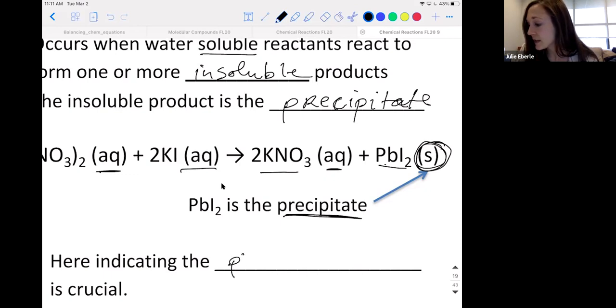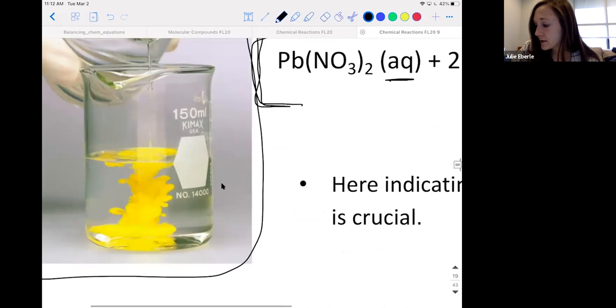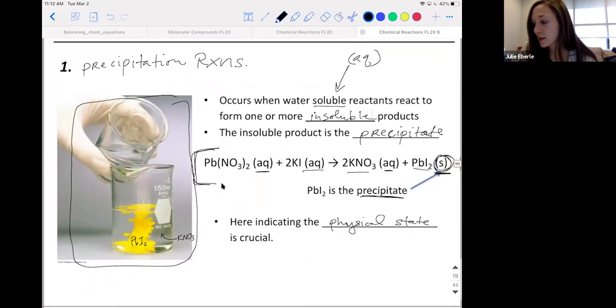So indicating the physical state on precipitation reactions is crucial. In fact, if you had all the abbreviations listed and you just look at the products, if you have something that is abbreviated with an S, that's a key flag, like a red flag or an alarm. Hey, this is a precipitation reaction, okay? So the lead iodide here, the PbI2, is the precipitate. And then still in solution, you have KNO3 ions, potassium and nitrate, floating around, but they're dissolved and we can't see them, okay? All right, so this is an example of a precipitation reaction.